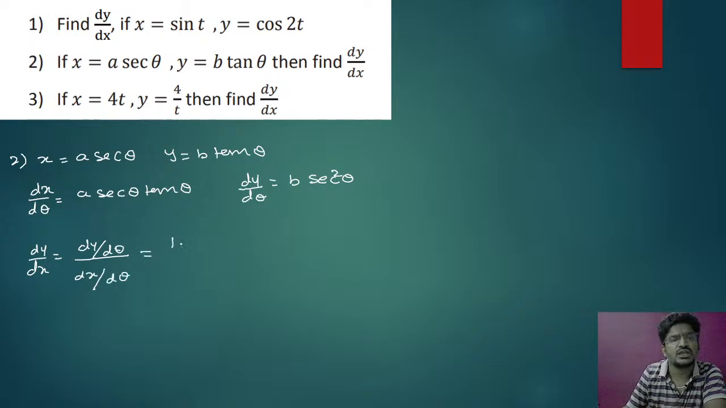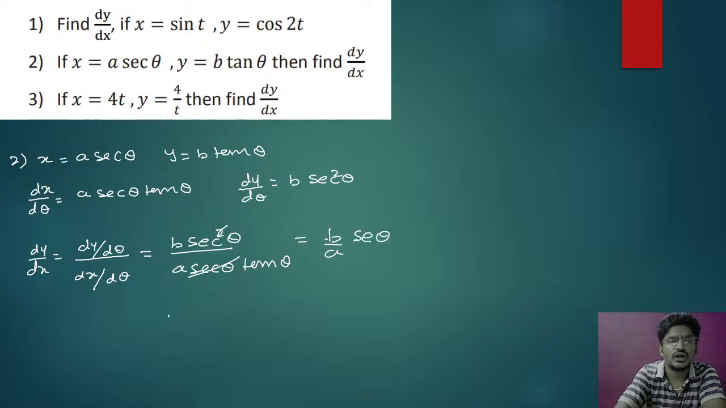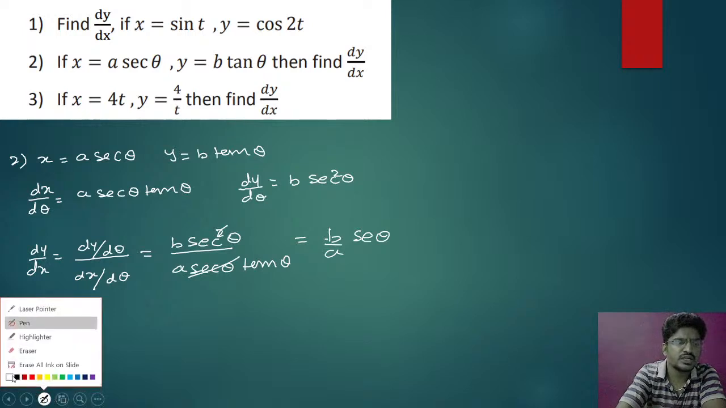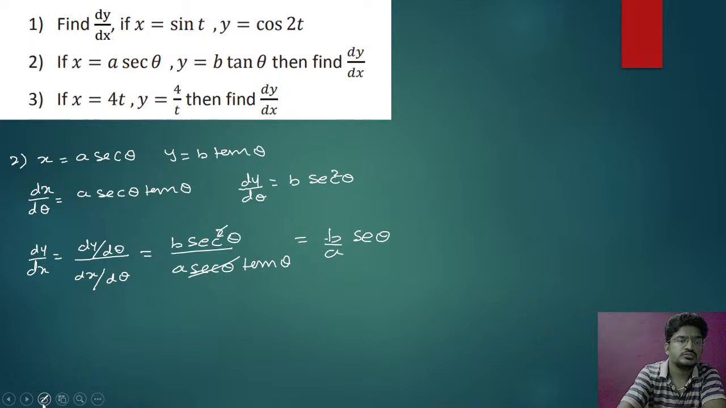What is dy by d theta? B secant square theta divided by, what is dx by d theta? A sec theta into tan theta. So you can cancel sec into sec, no problem. The remaining term is b by a into sec theta into cot theta. You can write it as sec theta into cot theta, no problem.